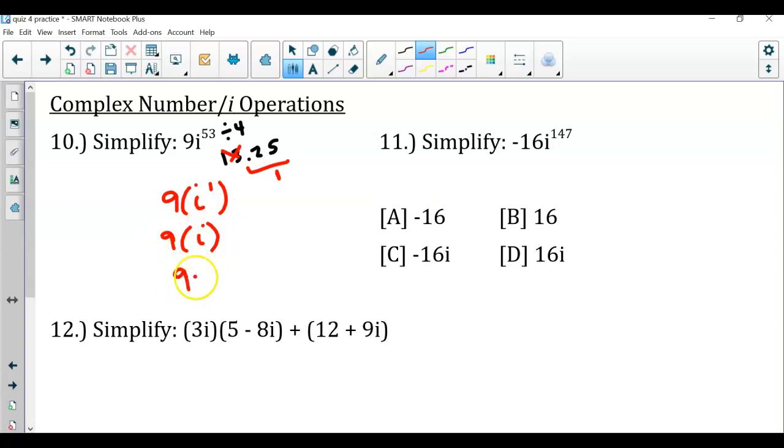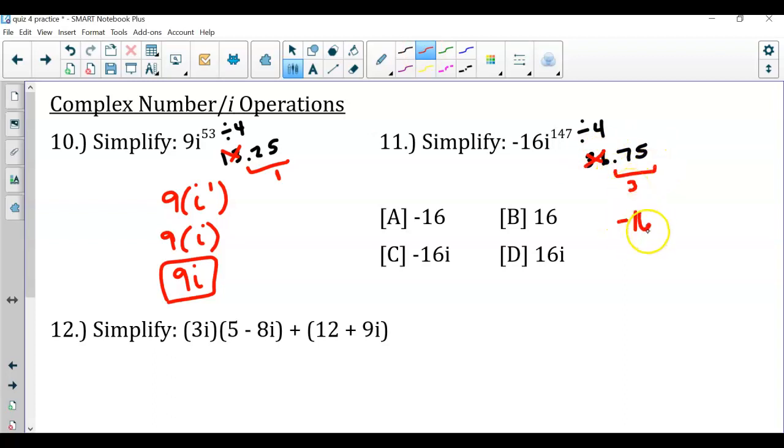9 times i, 9i. Then same thing here. We're going to take our exponent and divide by 4, because that is our quarters method. When you divide by 4, you get 36.75. And again, we only need the quarters. Here now we have 3/4.